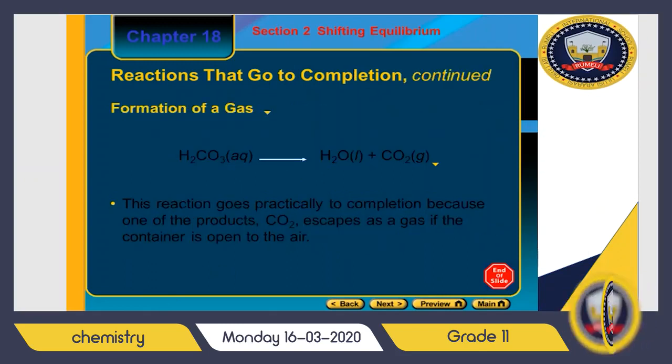Now let us start the first type, which is formation of a gas. This reaction in this slide is the reaction of aqueous carbonic acid to produce liquid water and release carbon dioxide as a gas. If this reaction occurs in an open container, carbon dioxide will escape to the atmosphere. That means you don't have carbon dioxide on the right side, so the reaction will go to completion. This reaction goes practically to completion because of the products. Carbon dioxide escapes as a gas if the container is open to the air.